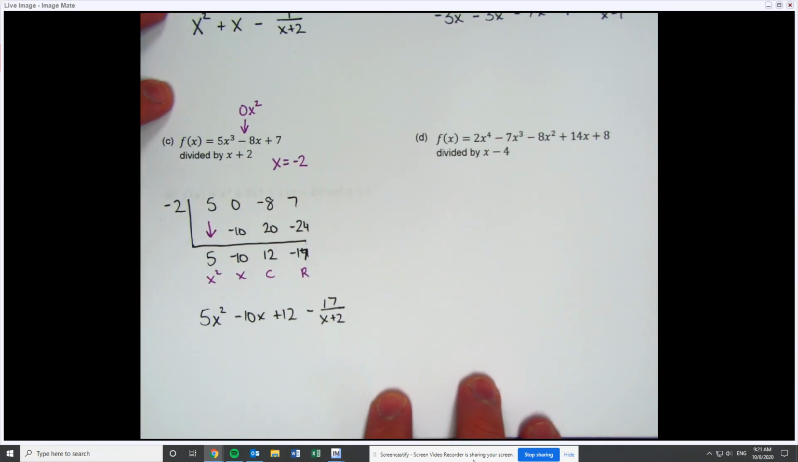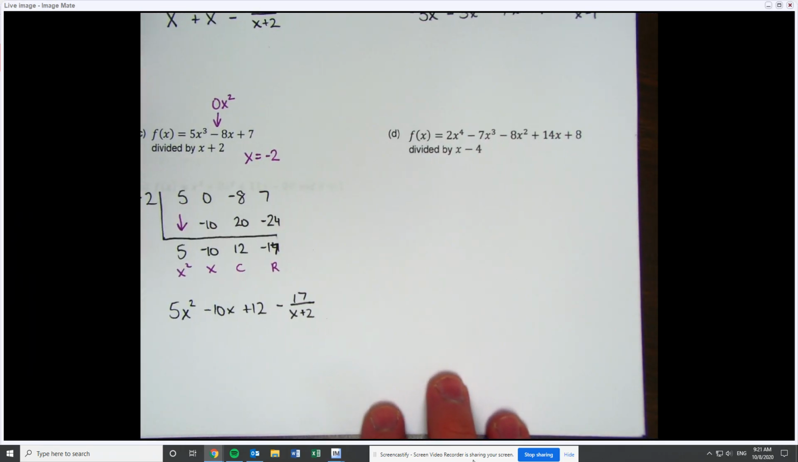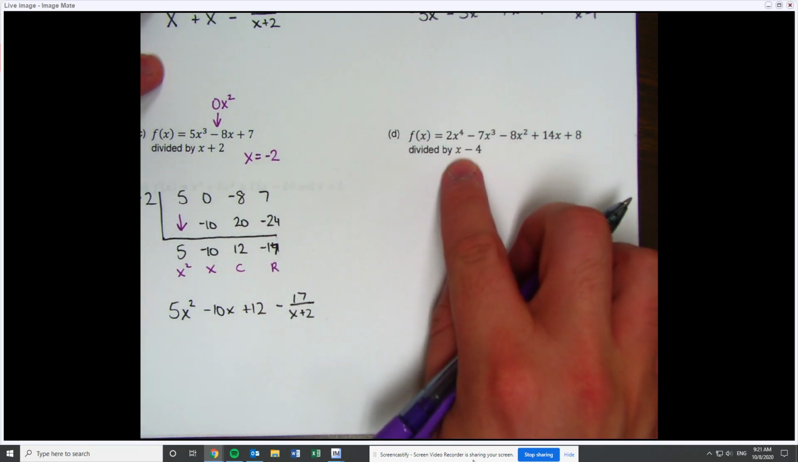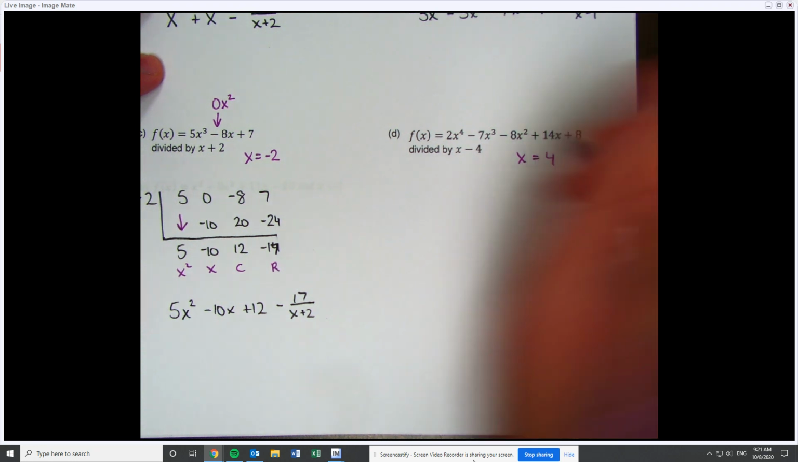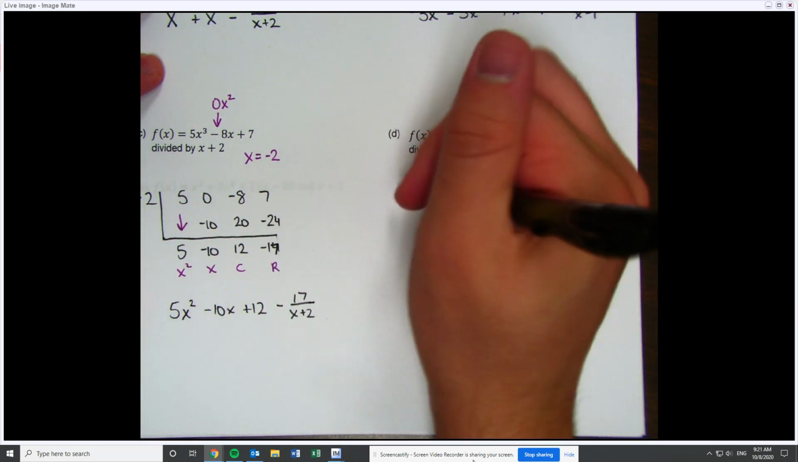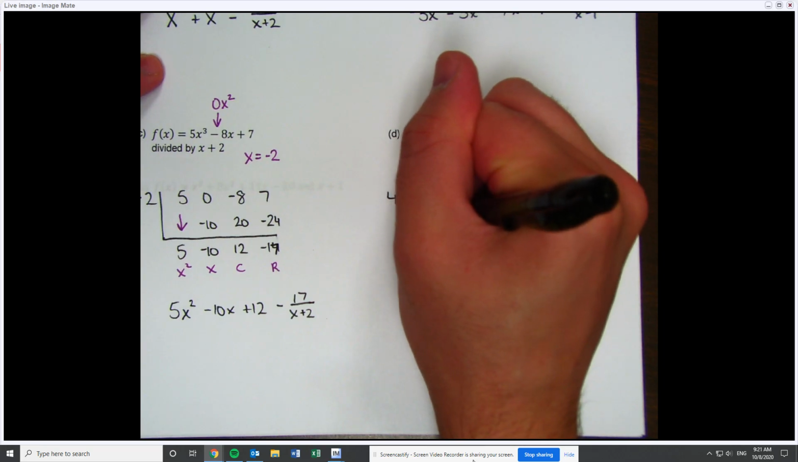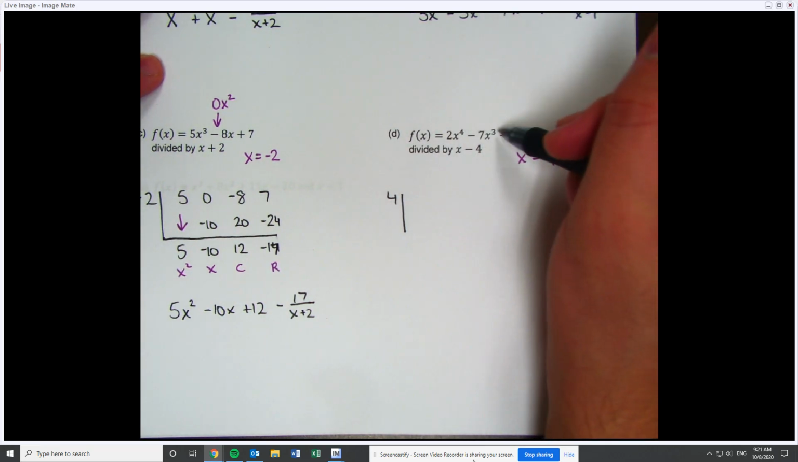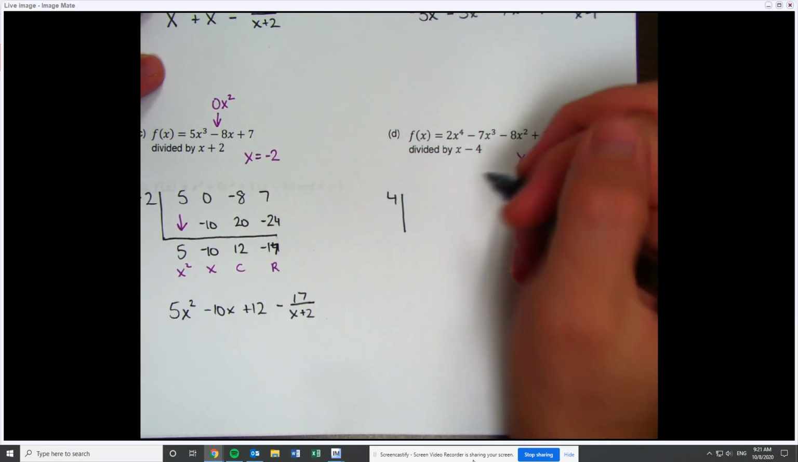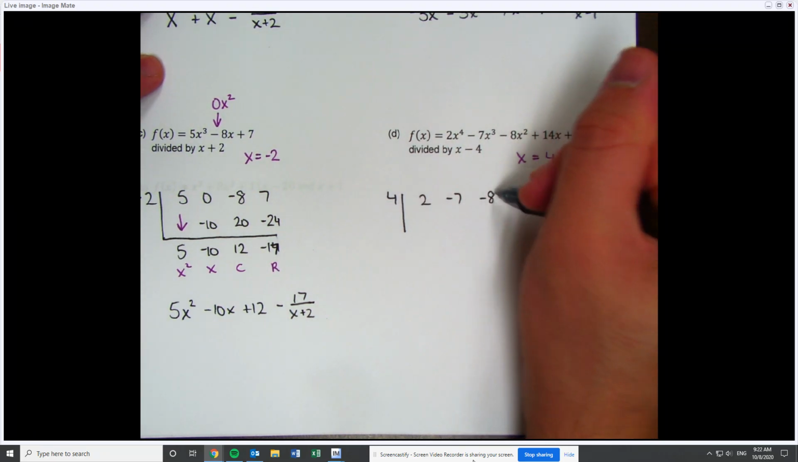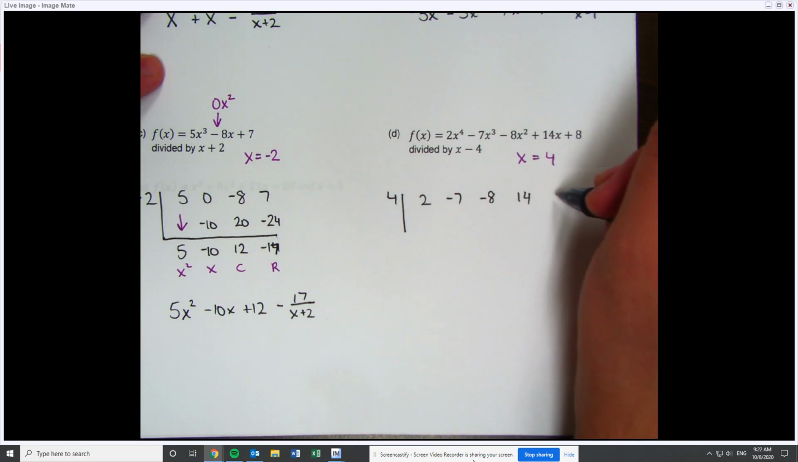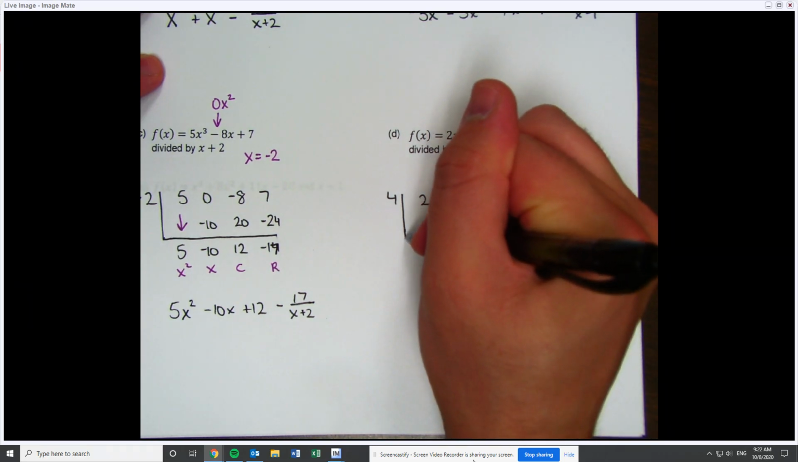All right. Now for my next one, this one has a cool little thing to it. We'll start the same way. I know I'm going to be dividing by x equals 4, so I have 4 on the outside. For my division, 4, 3, 2, 1, none. Everything's there. So 2, -7, -8, 14, and 8.